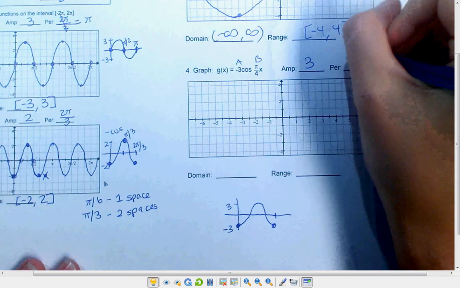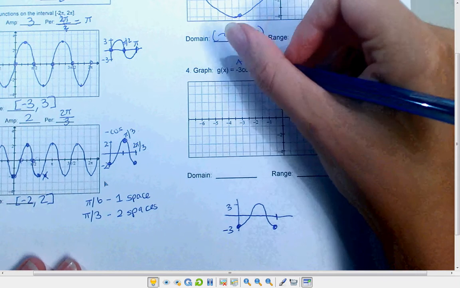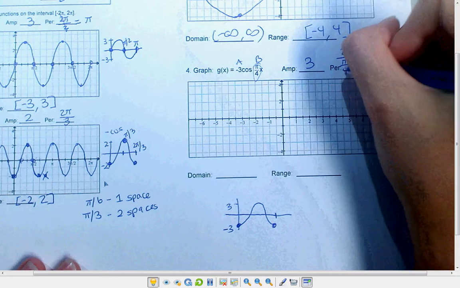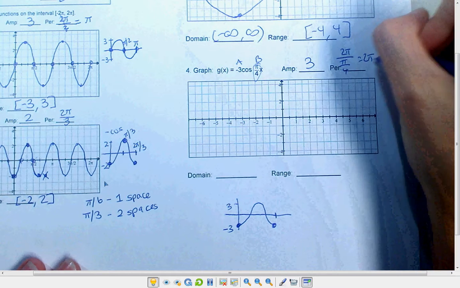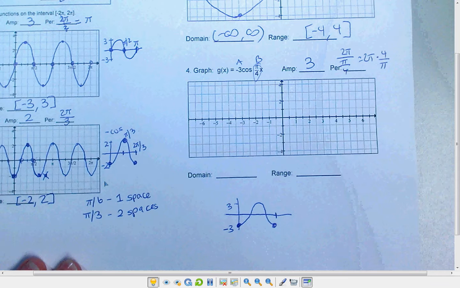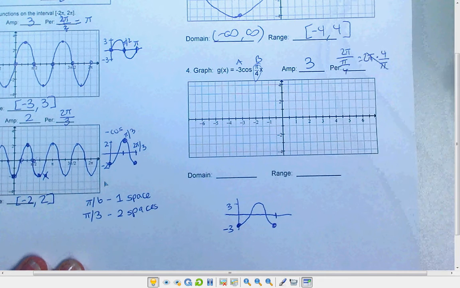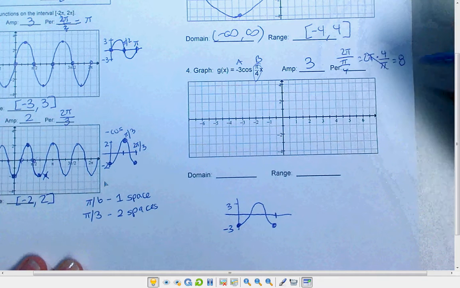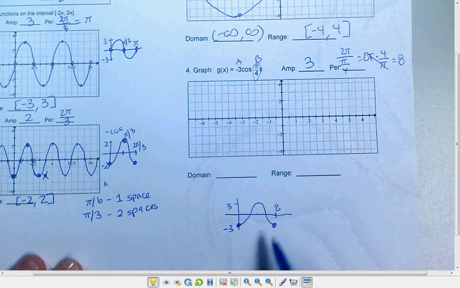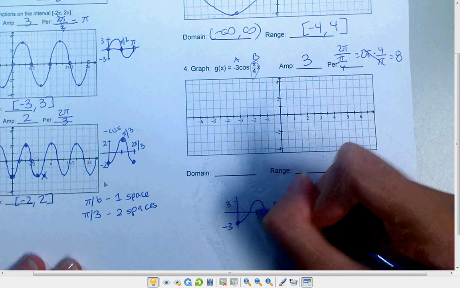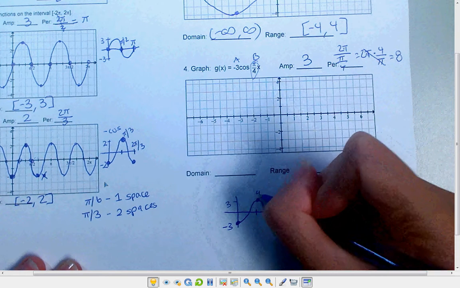And my period is 2 pi divided by, my b here is pi over 4. So again, this is a fraction, which means I'm going to flip it and multiply. My pi's here actually cancel out, so your period is just 8. The period of this function is 8, which means that down here, you want this function to end at 8, which means that the middle point right here should be at 4.